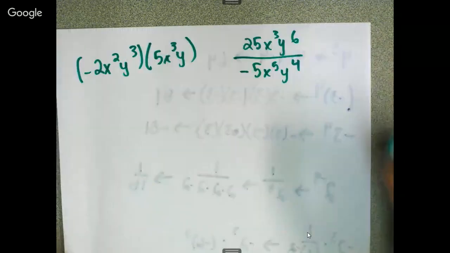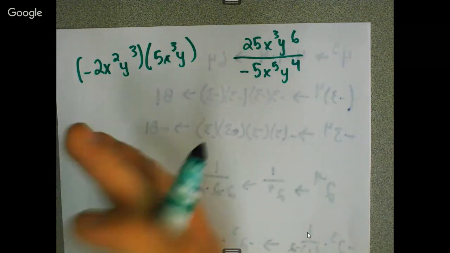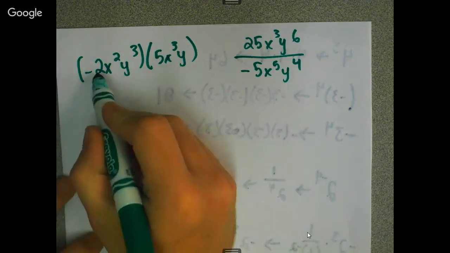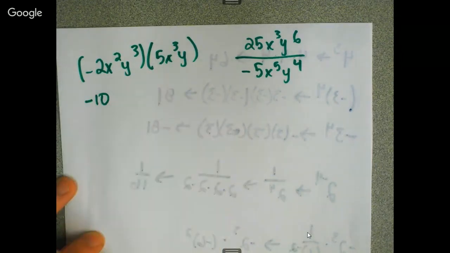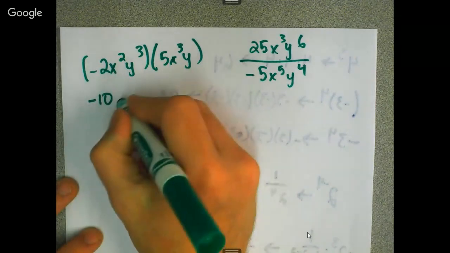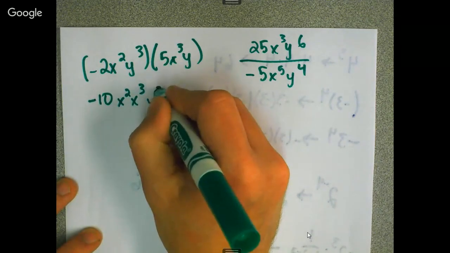Okay, so I'm going to simplify both of these. In order to do that, we're going to combine and simplify our coefficients, which are the big numbers. So I'm going to take -2 times 5, that's -10. Okay, and then since we're multiplying we're going to take x squared, x to the third, y third, y.